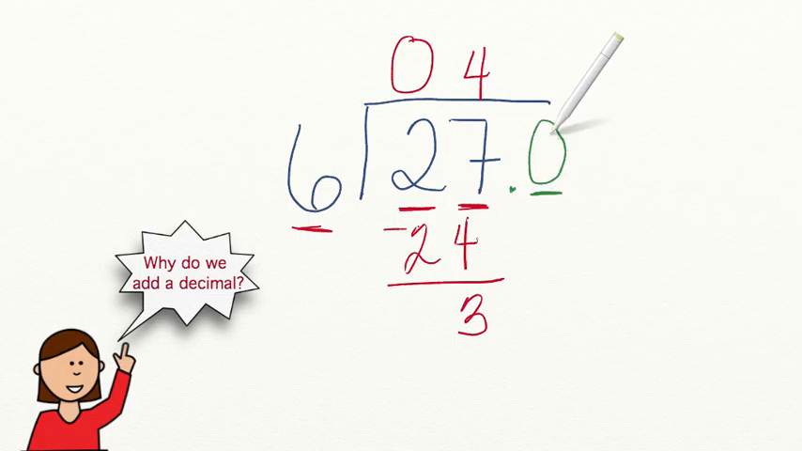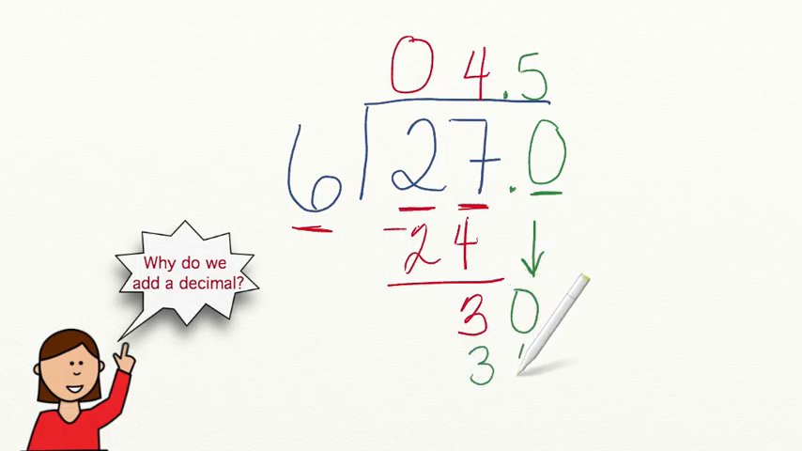Our 0's in the tenths place, and we also place our decimal in our quotient as well to show we're also moving into the tenths place. So let's bring down our 0. 6 can go into 30 5 whole times. 6 times 5 equals 30, and when we subtract out, that equals 0. 27 divided by 6 equals 4 5/10.